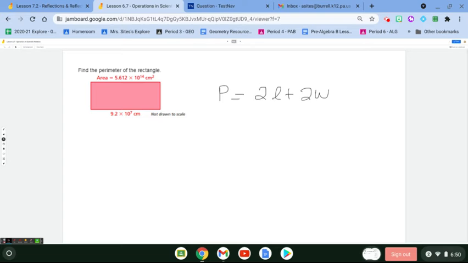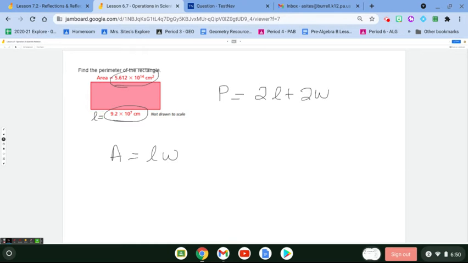We only know one of the dimensions. One of the dimensions right now would be 9.2 times 10 to the 7th power. So that means we have one of those. We know we can maybe get the other one from the area. Okay, so here's our idea. We know area is length times width. If I know that the area, the whole thing, is 5.612 times 10 to the 14th, and I have one of the dimensions, let's say maybe I know the length, we'll say that's 9.2 times 10 to the 7th.